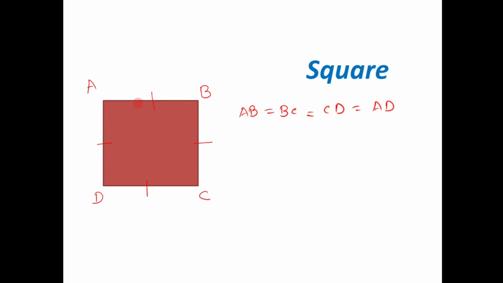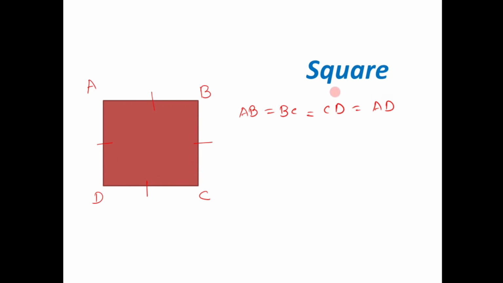We know the property of a square, that all the sides of a square are congruent. So if this is quadrilateral ABCD, and in this one AB is congruent to BC is congruent to CD is congruent to AD, that is, if AB equals BC equals CD equals AD, then in that case we say that quadrilateral ABCD is a square.